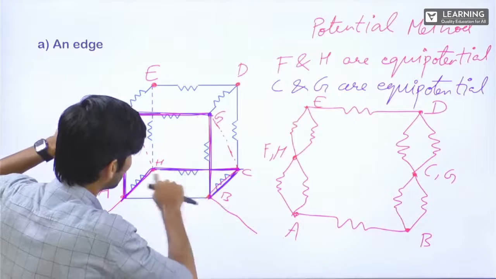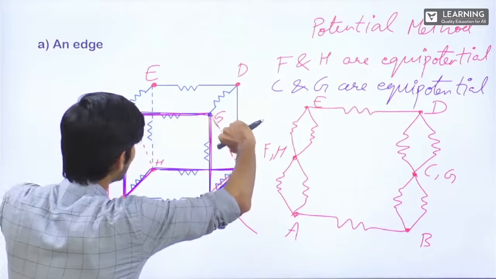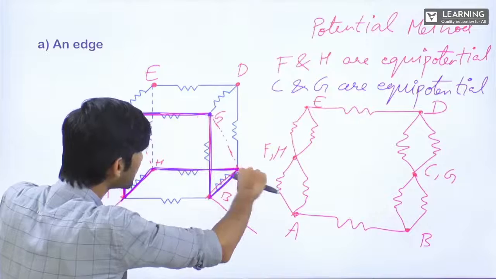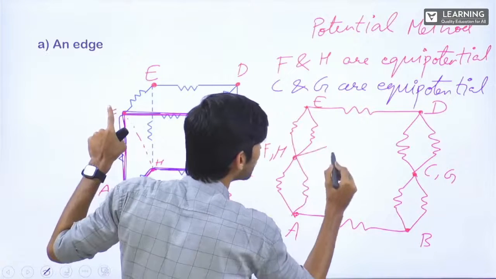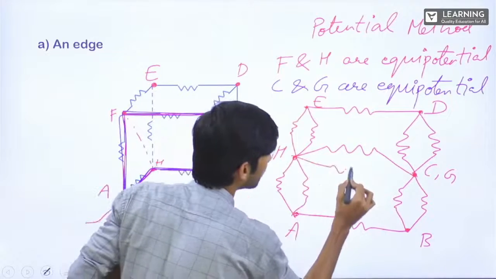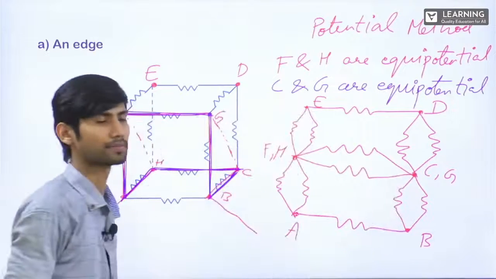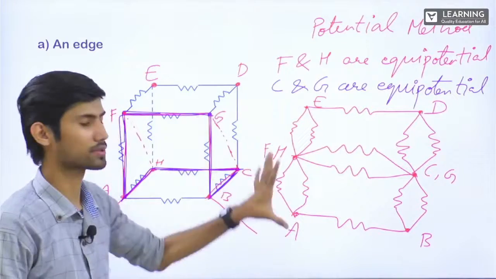This one and this one. I am joining these 2 points and I am joining these 2 points. That means this and this resistor will be parallel. So F and G are connected and H and C are connected. See, they are coming parallel. This is our equivalent circuit diagram for this.